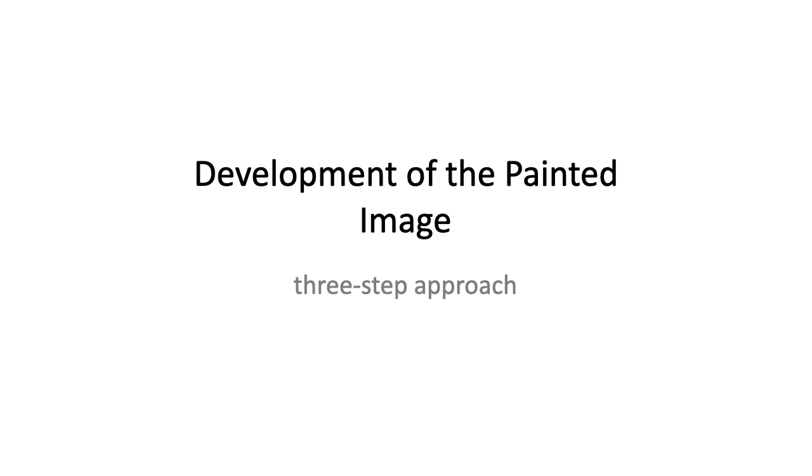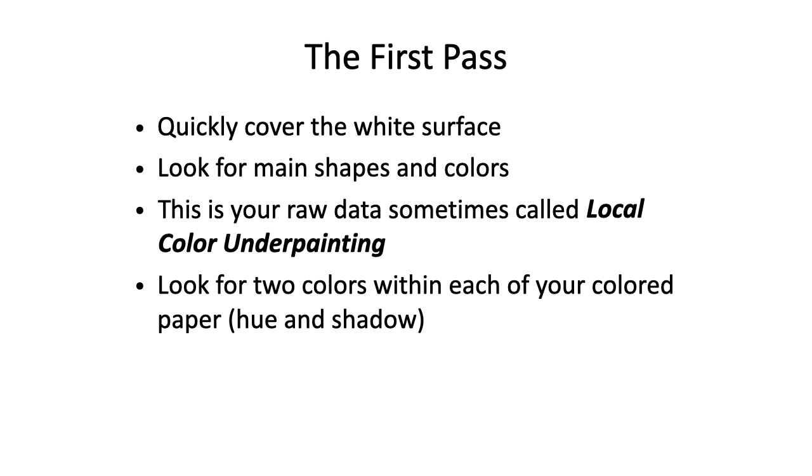So this should be your third and final layer of your first project. Just a reminder of the layers that you should have gone through so far. Remember, we had the first pass where you're quickly covering the white surface. You're looking for those main shapes and colors, looking for a highlight, shadow, the color of the paper itself. This is your raw data, sometimes called a local color underpainting.